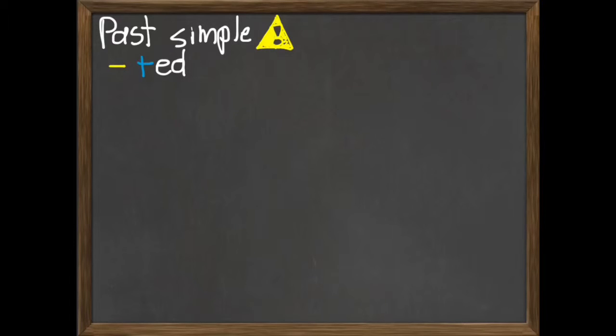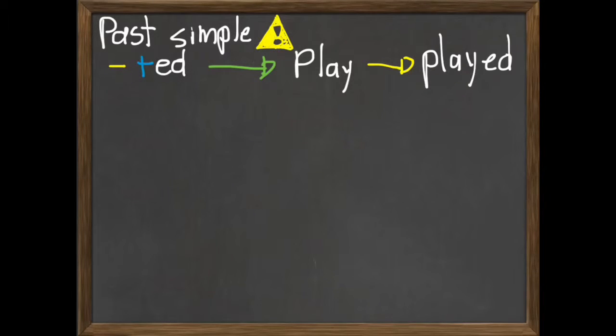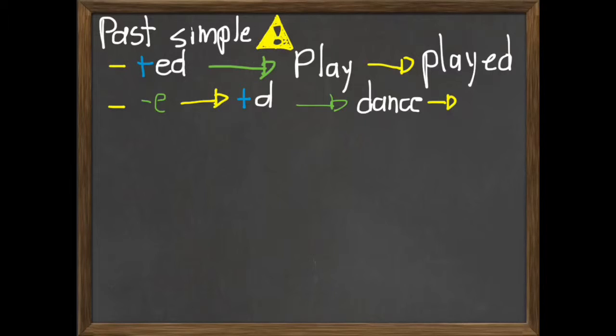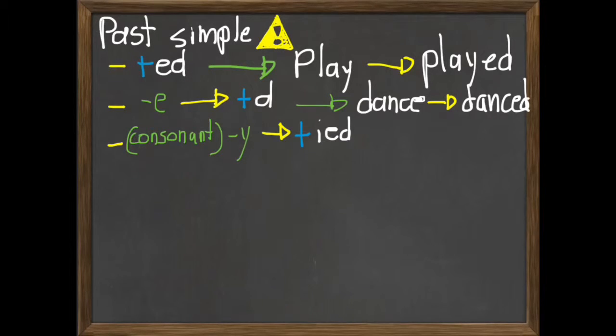First, most of the verbs will add ed at the end. For example, play becomes played. Verbs that end in e will have a d added at the end. So dance will become danced. Also, verbs that end in a consonant followed by a y will turn into ied, which means they will drop the y at the end. So for example, try becomes tried.